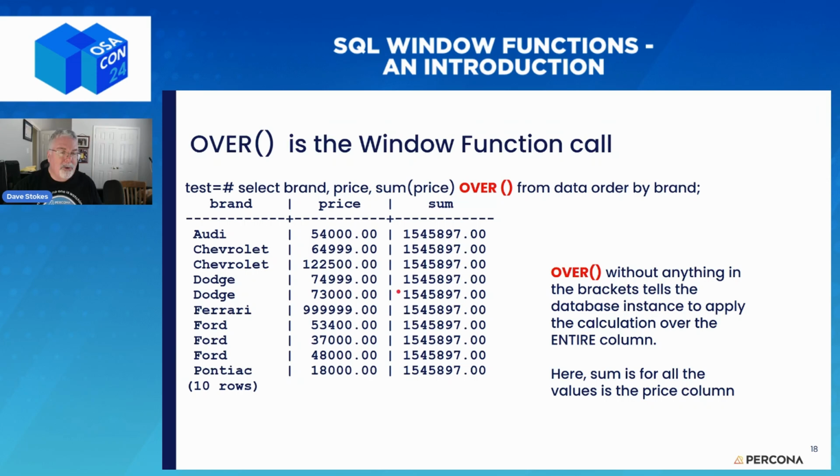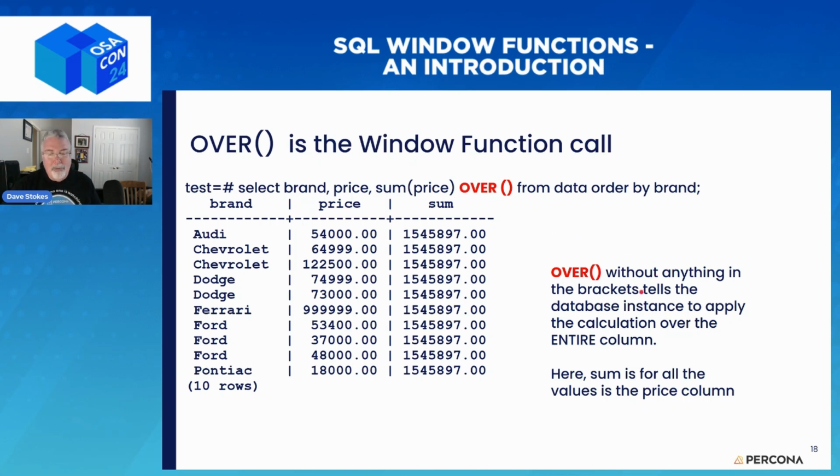So what you want to do is, when you're reading your SQL query, if you see the word over, that should tell you it's a window function. Now, in this case, we're going to ask for the brand, the price, and the sum of all the prices from our table named data, and then we're going to order it by brand, which is what you saw earlier. But the new part here is over.